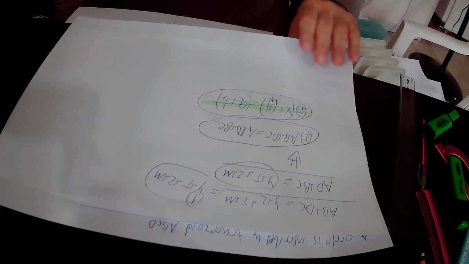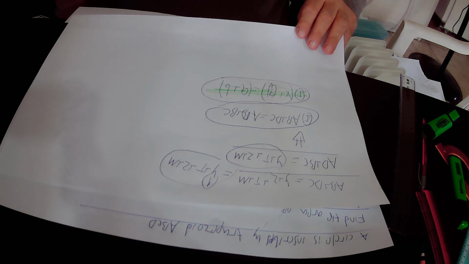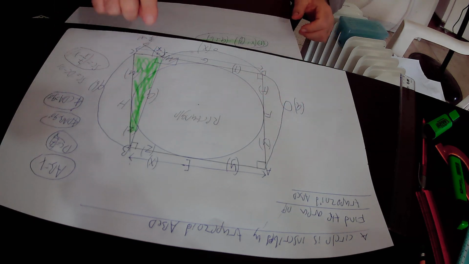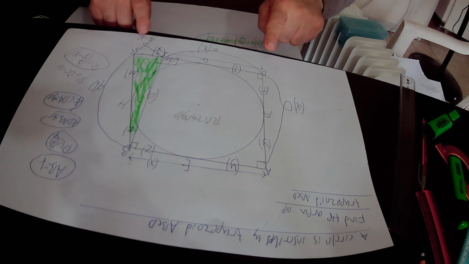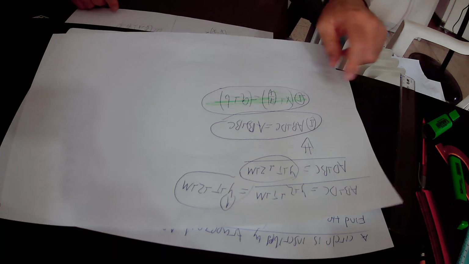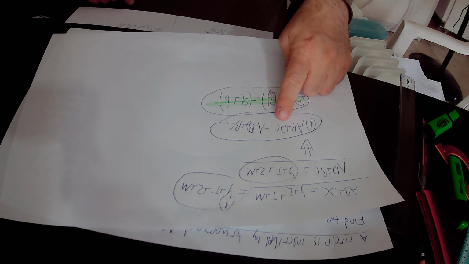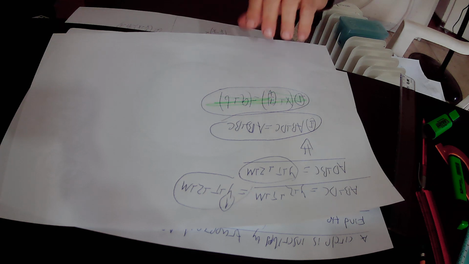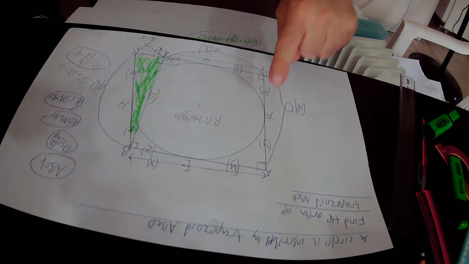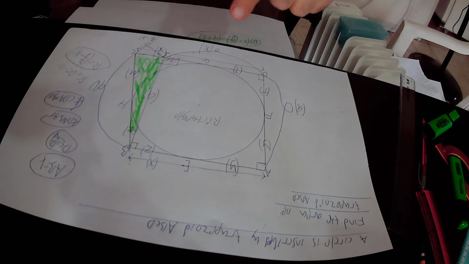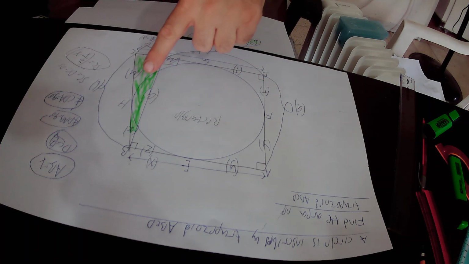So, what is AB plus DC? AB is X according to what is given in the equation. DC is 7 over X. So, in total, AB is X, DC is 7 over X, and it is equal to AD plus BC. We define side AD as A, and we define side BC of this trapezoid ABCD as B.